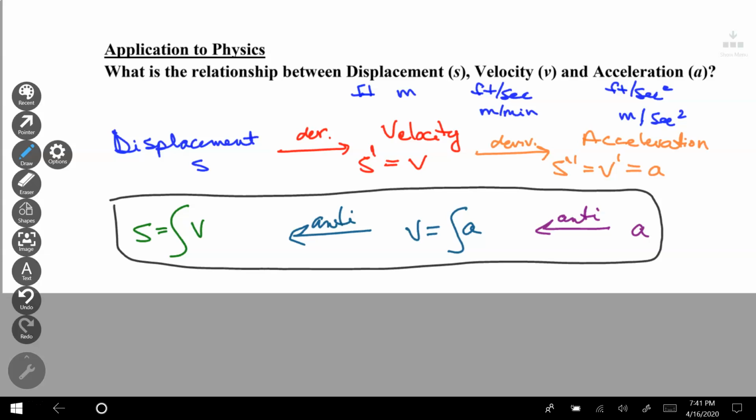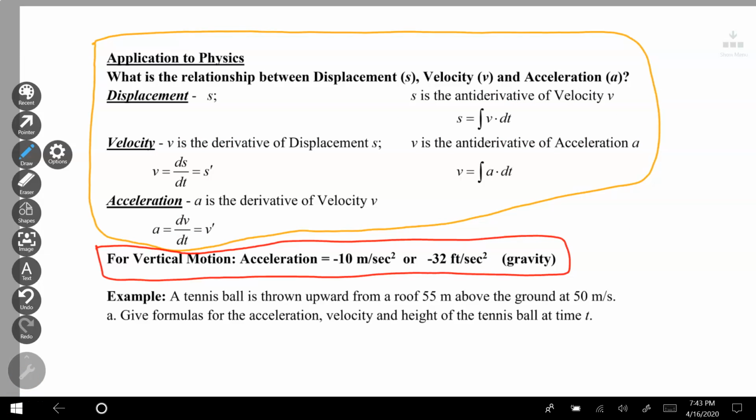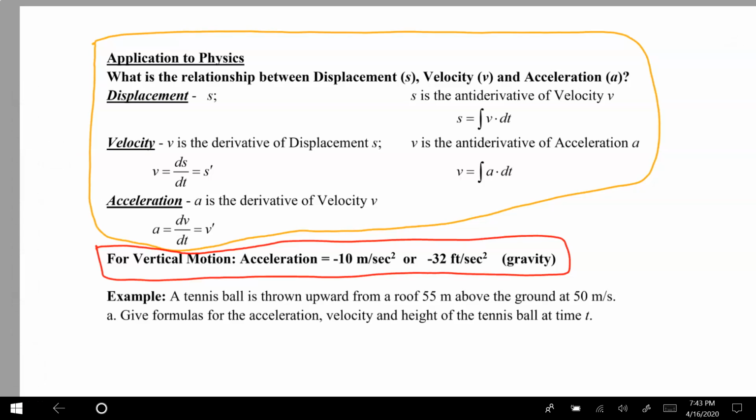That displacement s, s prime is velocity, s double prime or v prime is a, or in reverse, the antiderivative of acceleration is velocity, and the antiderivative of velocity is your displacement. Okay, this top half in the orange box is a summary of the previous page, using the idea of displacement, velocity, and acceleration, using either derivatives or antiderivatives.